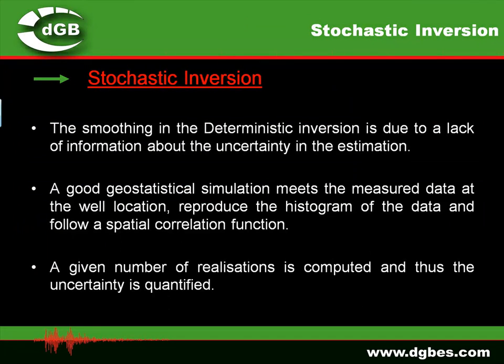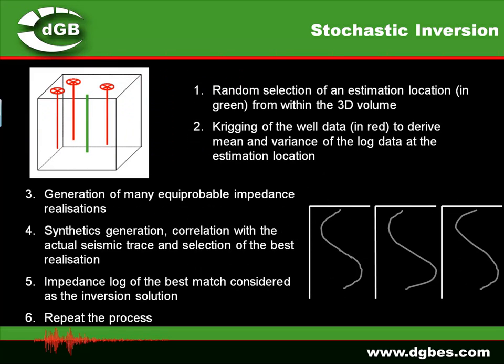But there is uncertainty, and this uncertainty is taken into account by the stochastic inversion. The stochastic inversion will not give one result, but a number of realizations that will meet different requirements. So you will match the measured data in the well, the histogram of the data, and also the spatial correlation function that you've designed, that you've determined using the variograms.